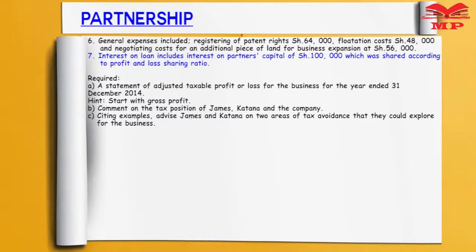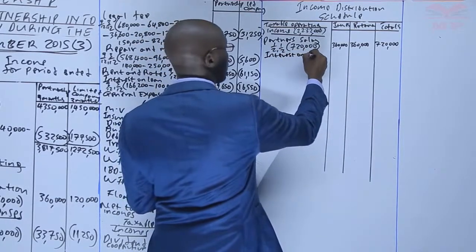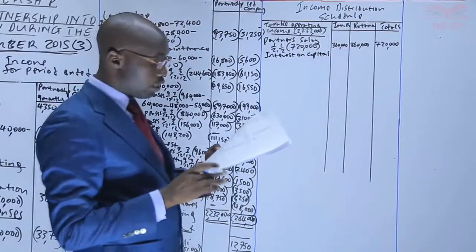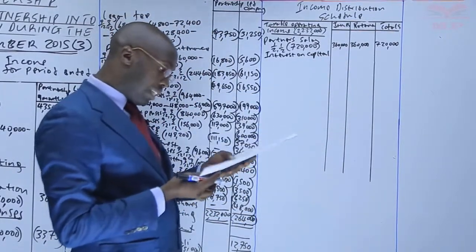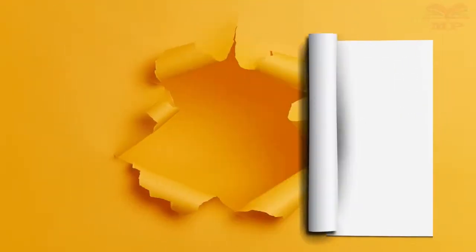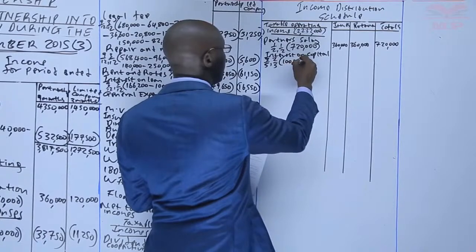But number 7, interest on loan includes interest on partner's capital of 100, which is shared according to the profit sharing ratio. There we have it. Interest on capital, where we are told we share according to the profit sharing ratio. The profit sharing ratio was in the first paragraph up there: James and Katana established a partnership business sharing profit and losses in the ratio of 3:2. So the first one will get 3/5, 2/5 for the second one.